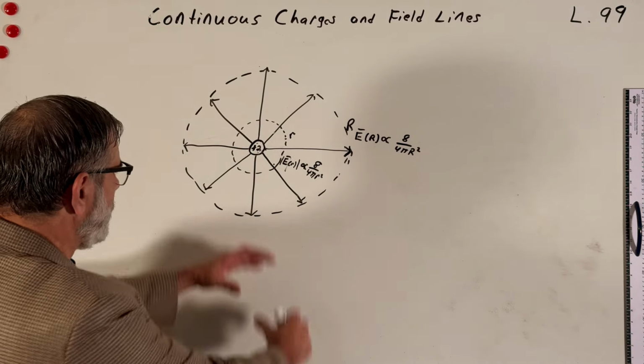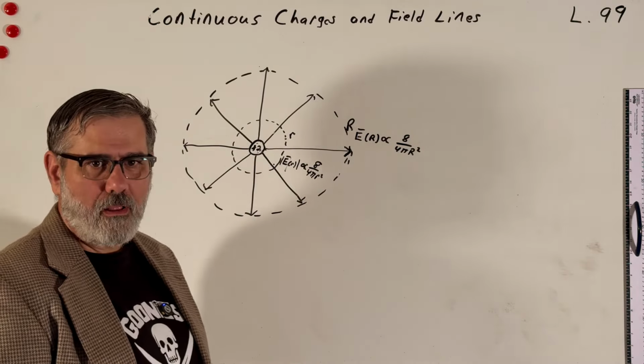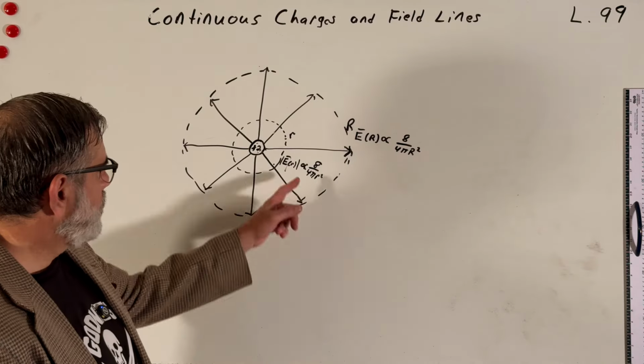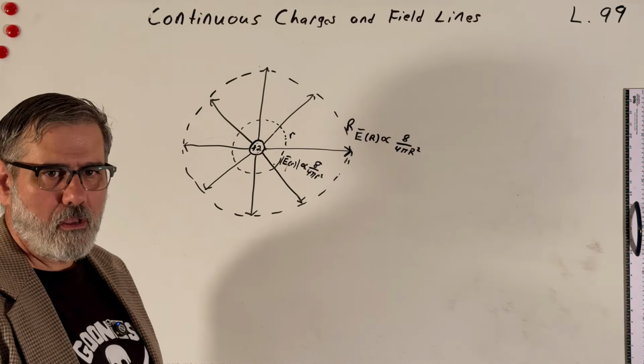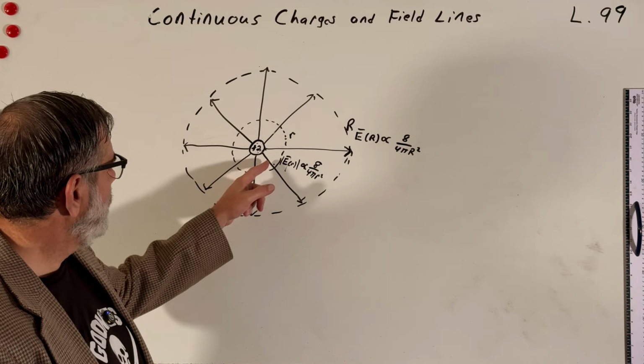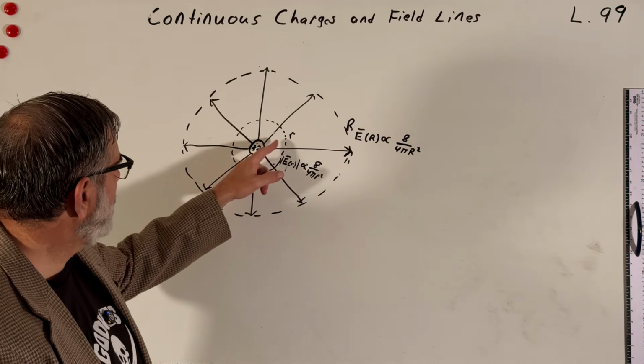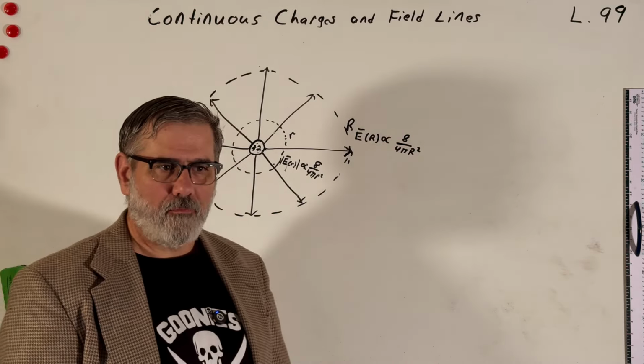Well, can you imagine this little sphere being here in the center? It's like a globe, right? It has a radius of little r, yeah? How many field lines pass through its surface? 1, 2, 3, 4. This is 1, 2, 3, 4, 5, 6, 7, 8. 8, right? 8 field lines.